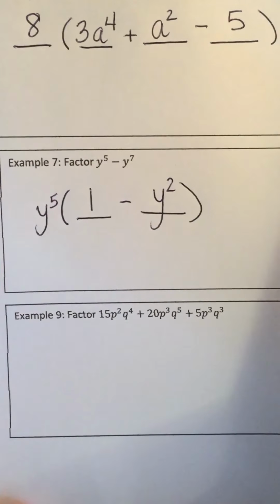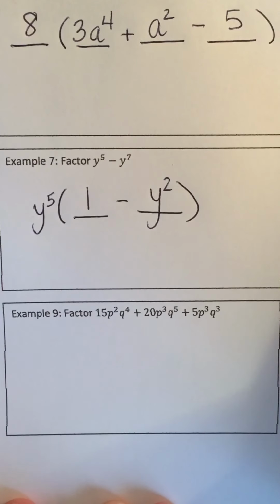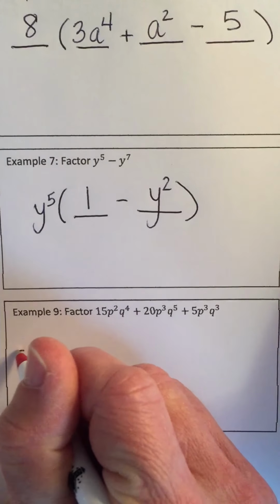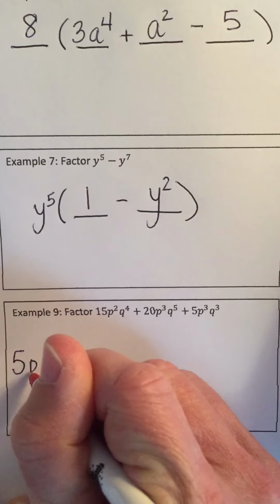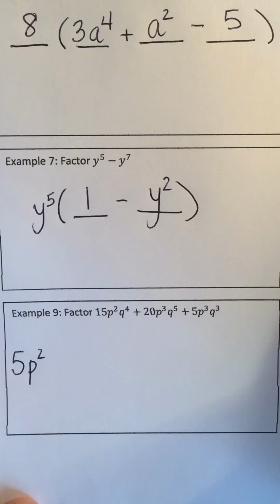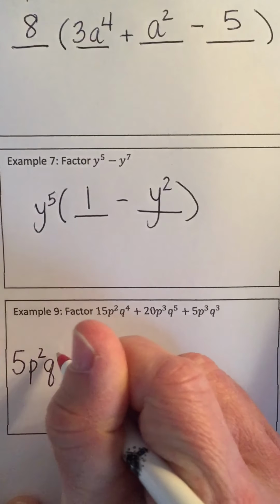Example 9. 3 terms of a trinomial, so we need 3 terms inside our parentheses. Look at the coefficients first, 15, 20, and 5. The greatest common factor is a 5. Now be careful with your variables. P squared. And look at the q's. The largest q value they all have is q to the third.